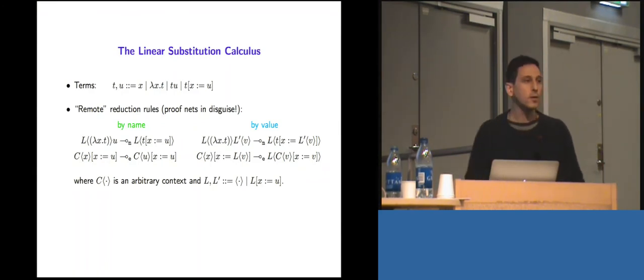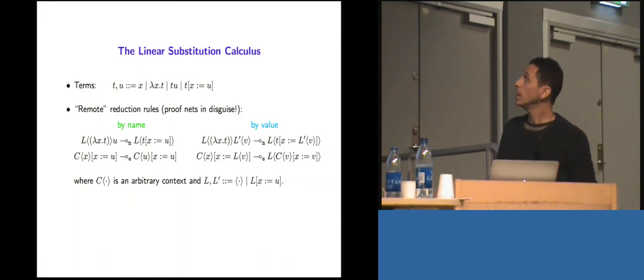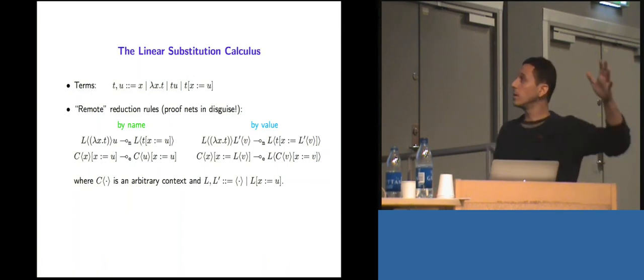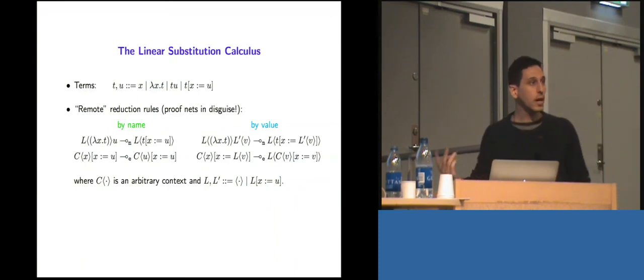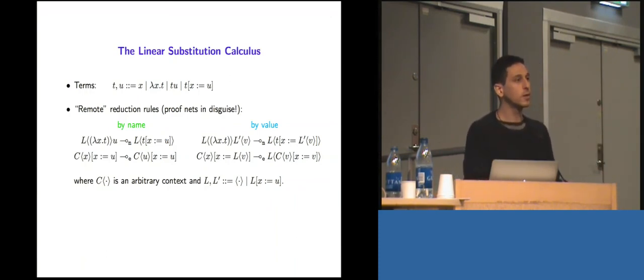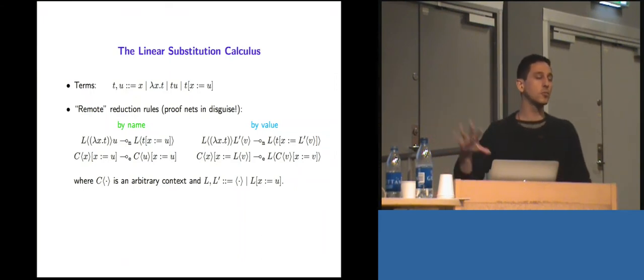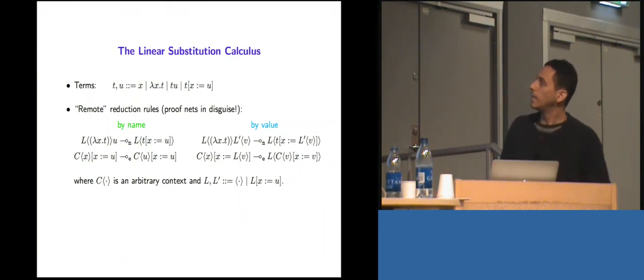And so terms are as usual. You have explicit substitutions. And so just look at the left column, the call-by-name version, because the call-by-value is just a variant. Okay, so you have two rules, corresponding to the two proofnet rules, except garbage collection, which is not interesting.